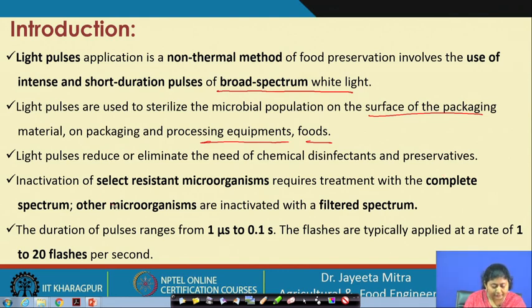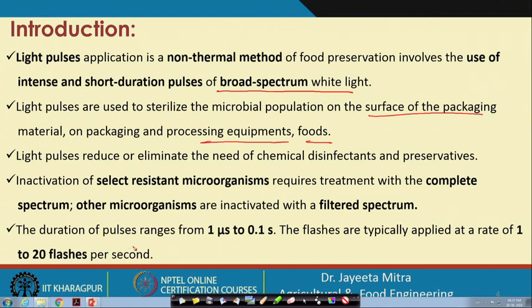And inactivation of selected resistant microorganisms requires treatment with the complete spectrum, that means the range that we have, 200 to 1250, while other microorganisms are inactivated with a filtered spectrum. That means from this broad range, not all the spectrum is needed to kill all the microbes. It is specific to some microbes. So, some selected or filtered spectrum is needed, and in some cases the whole complete spectrum is required.